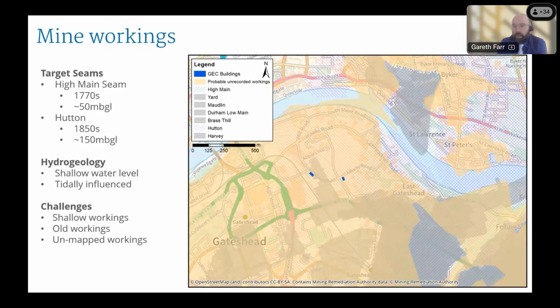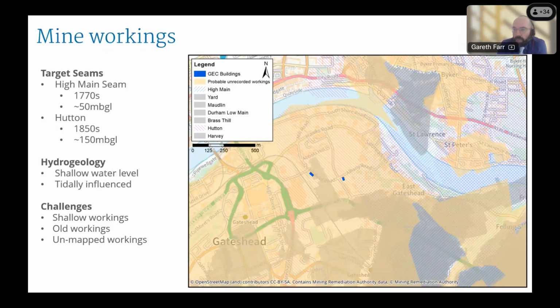In terms of the hydrogeology, pretty shallow water levels, so we were anticipating favourable pumping heads, which is a good thing. The area is tidally influenced as well. I don't think that matters, but it's just a description of the area. So you do see tidal responses in the mine water heads.